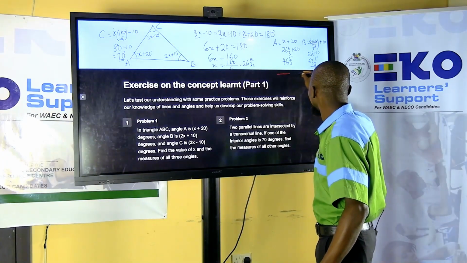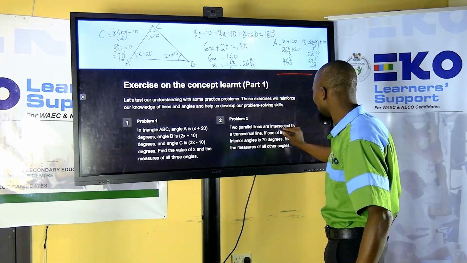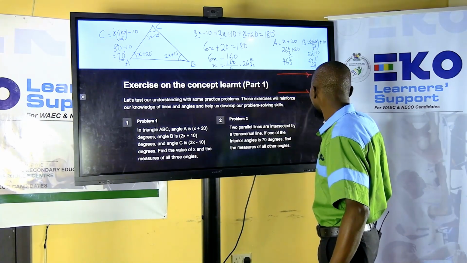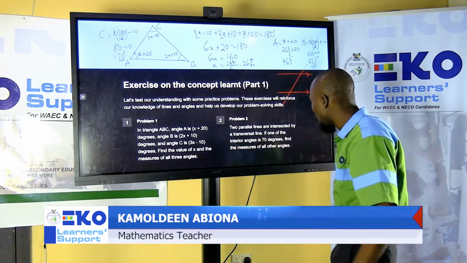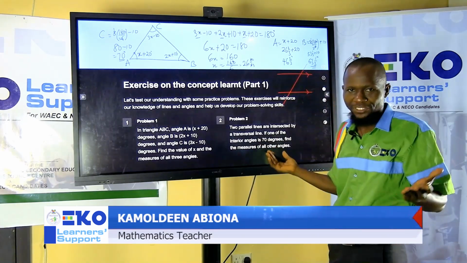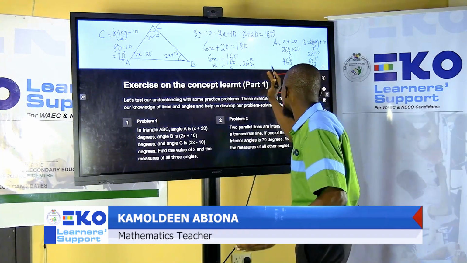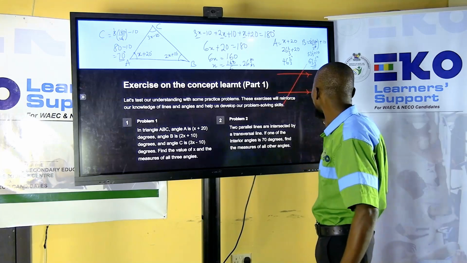So, if you have two parallel lines intersected by a transversal. This is two parallel lines, intersected by a transversal. This is a transversal. If one of the interior angles, interior, you understand what we mean by interior? This is exterior, exterior, and these are interiors. So one of the interior angles is 70 degrees.